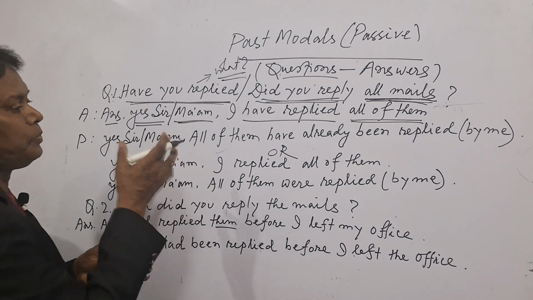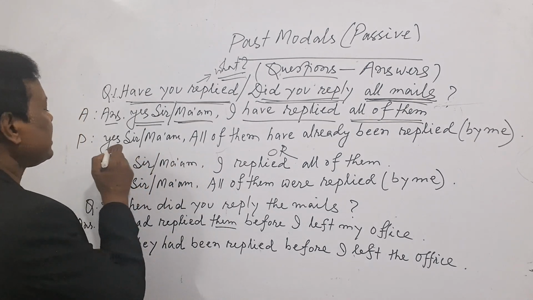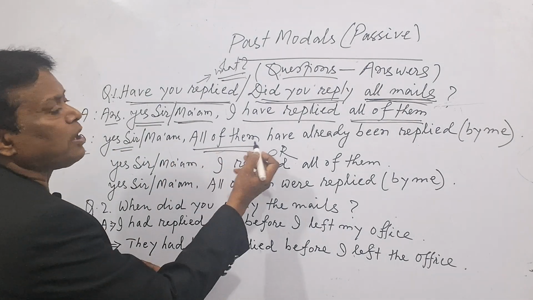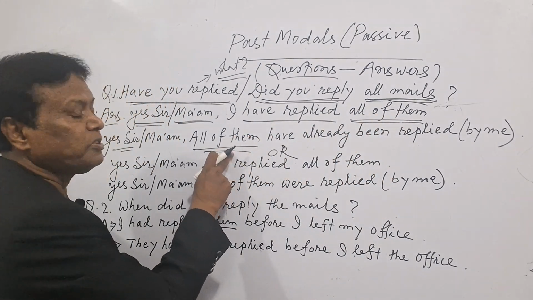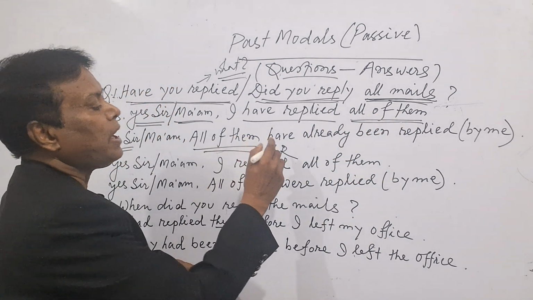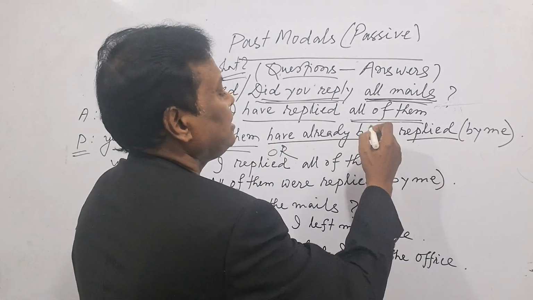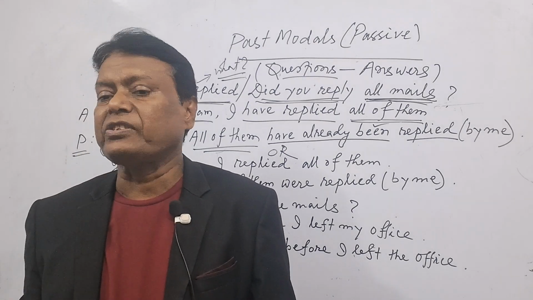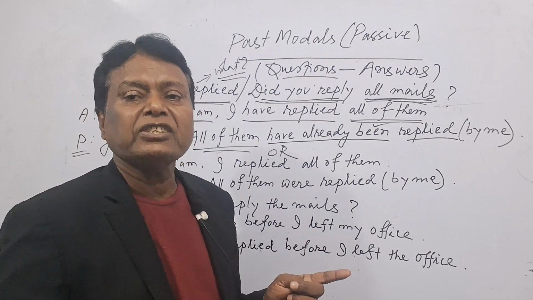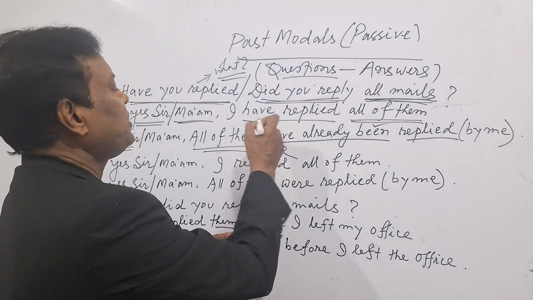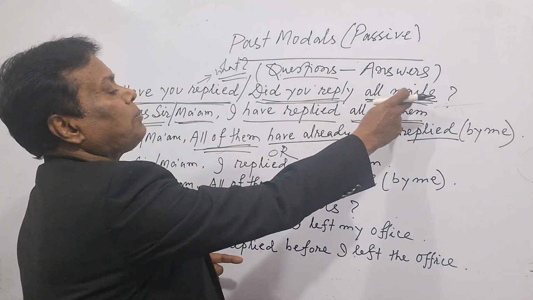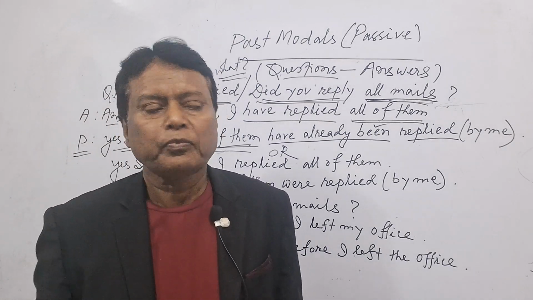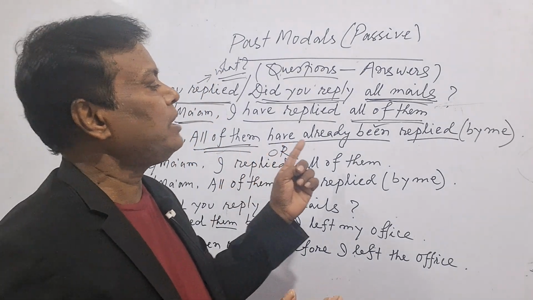See the answer in passive: all of them. Now your answer is yes ma'am or yes sir, all of them. All of them means the object, and that is now the subject of passive. All of them have already been replied. You have to add been as per the rules, you need to follow the rules of passive. All of them means all the mails. All of them have already been answered, or replied, or responded.